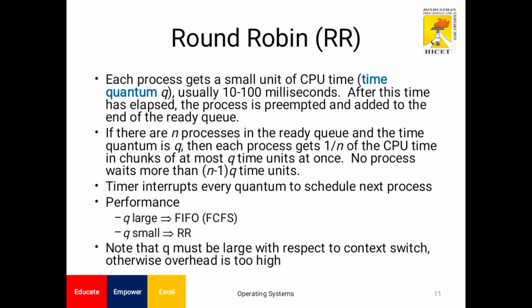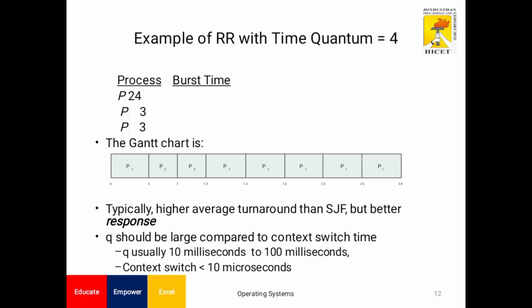Then round robin. Here it uses a small time duration, which is called the time quantum or time slice. Usually it varies from 10 to 100 milliseconds. It is the same as FCFS except for the time slice. That is, periodically each process will get the CPU for the duration of the time quantum. For example, if the time quantum is 4, then for every 4 milliseconds the sequence of processes will share the CPU. Say process P1 has a burst time of 24, P2 3 and P3 3, and our quantum time is 4. So for 4 milliseconds each process will share the CPU.